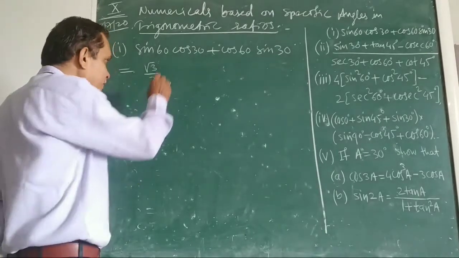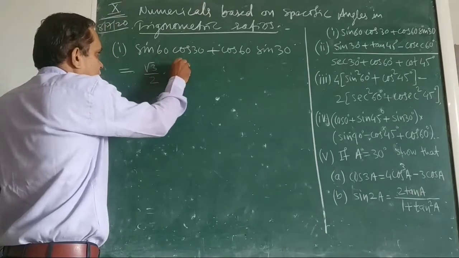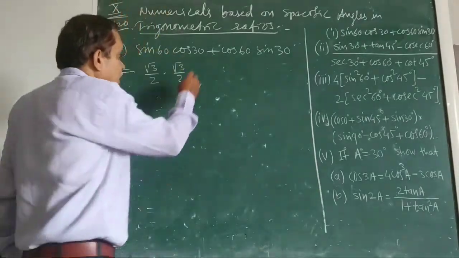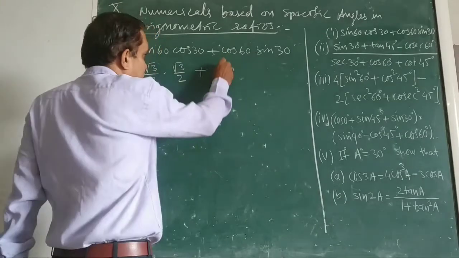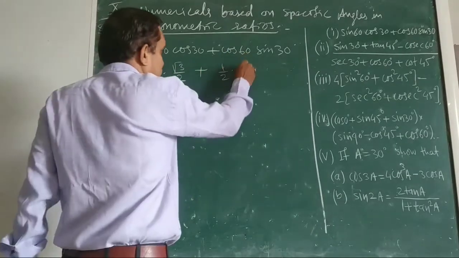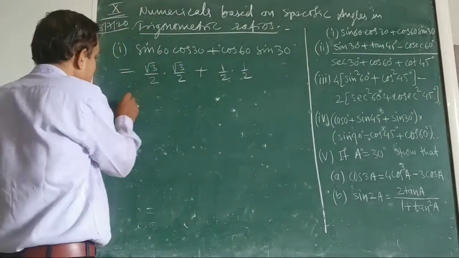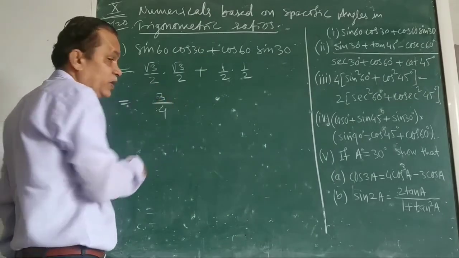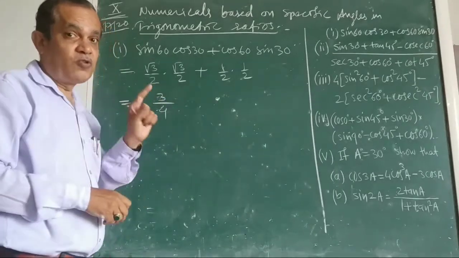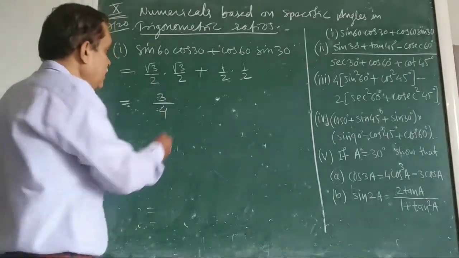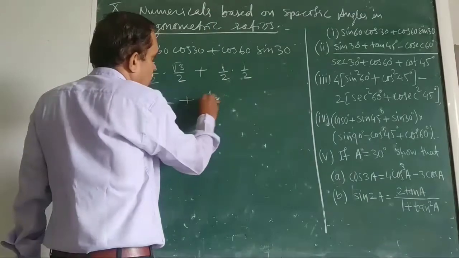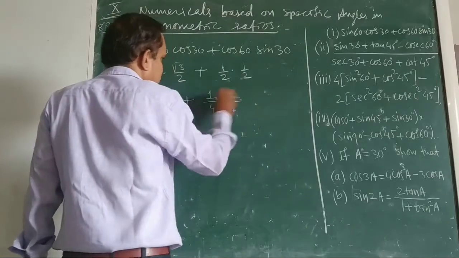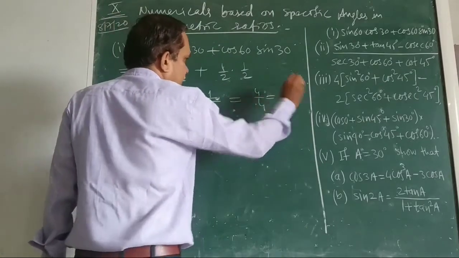Cos 30, very good, root 3 upon 2, because you know sin 60 equals cos 30. You have to remember this. Plus cos 60, 1 upon 2. Sin 30, 1 upon 2. Multiply root 3 by root 3 upon 2 times 2, that is 4. Be careful, in great hurry students make mistakes even in multiplication. Plus 1 times 1 is 1 upon 4. LCM equal, you got it. 3 plus 1 is 4 upon 4, equal to 1.